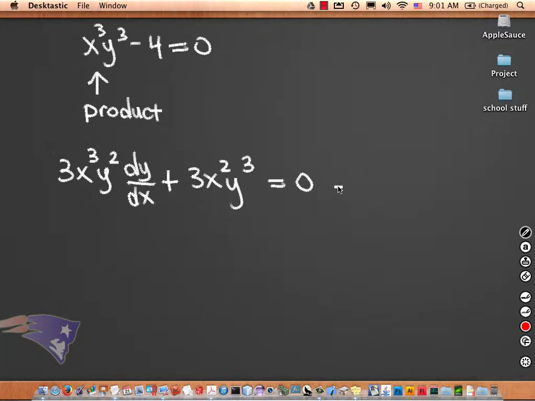Okay. What I have to do next is figure out what dy dx is. So let's go ahead and do that. The way that I do that, Carrie, is I subtract this to the other side. I subtract 3x squared y cubed, and I'm going to divide by 3x cubed y squared. So that's going to give me that dy dx equals, the 3's divide away, and so I'm going to be left with negative y over x.